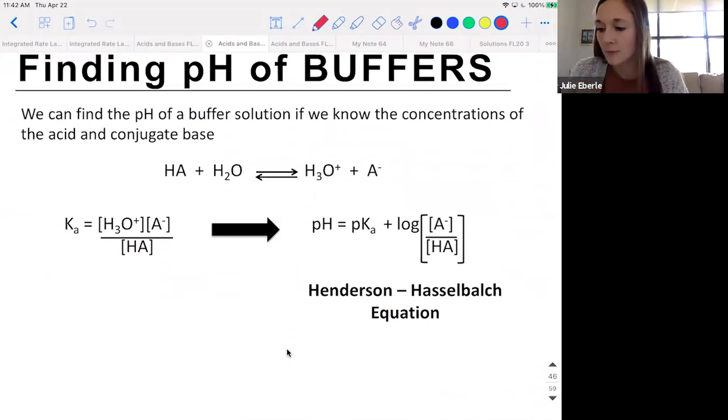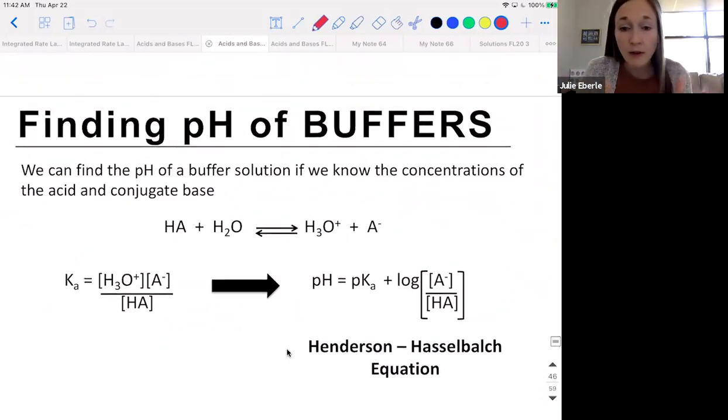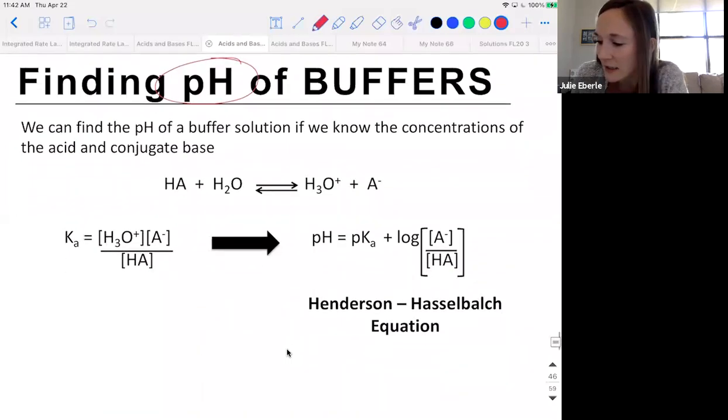Okay, so now I've explained what a buffer is. We've talked about how it works. Now we're going to look at how we find the pH of a buffer system. That wasn't nice, Bradley. All right, we can find the pH of a buffer solution if we know the concentration of the acid and the conjugate base.